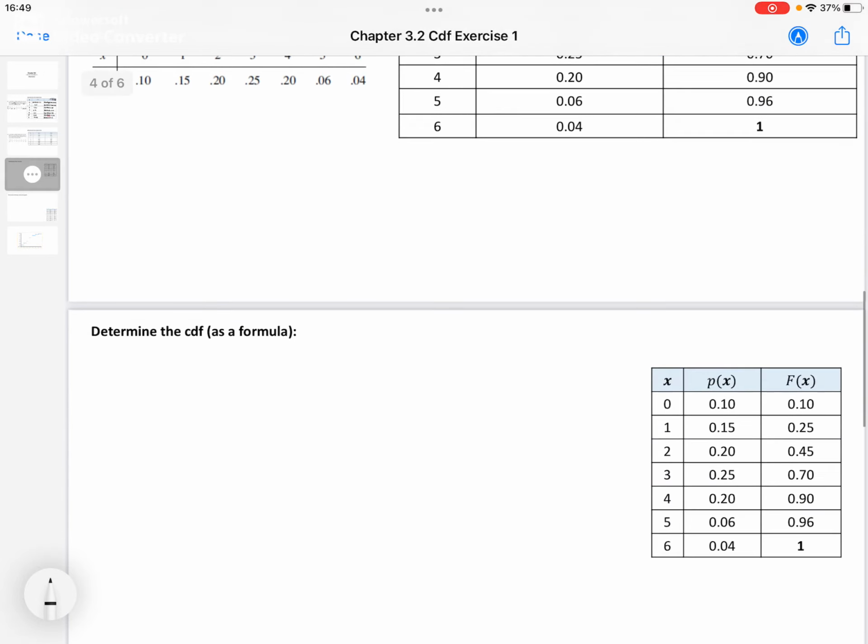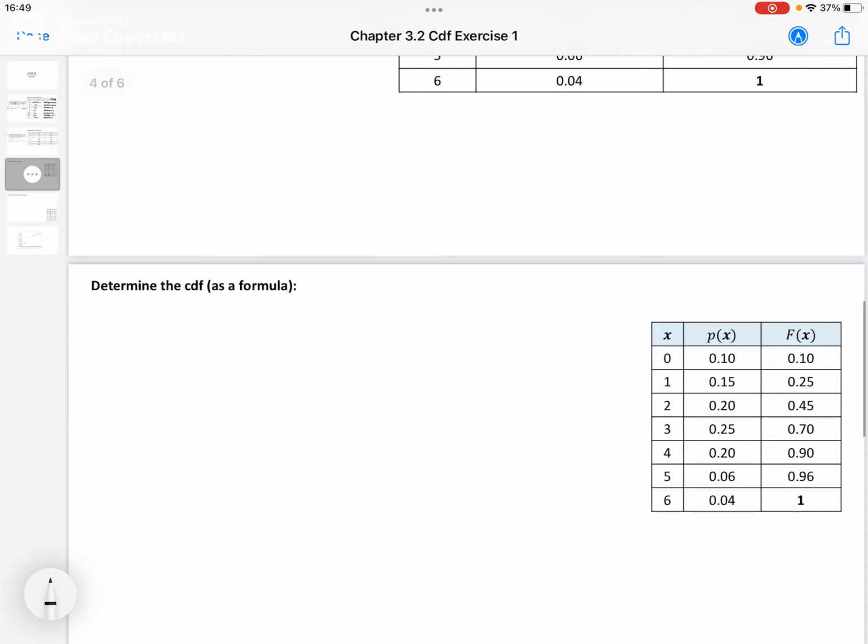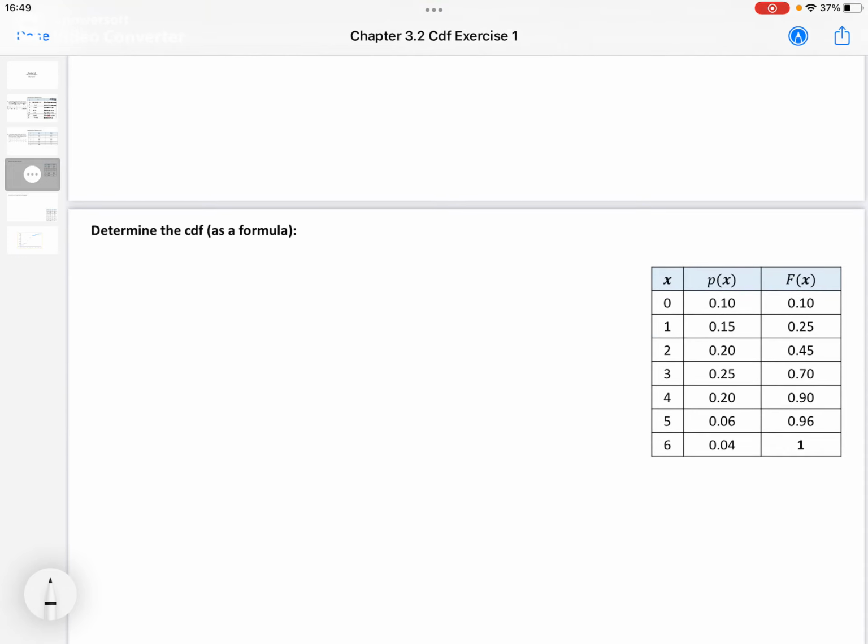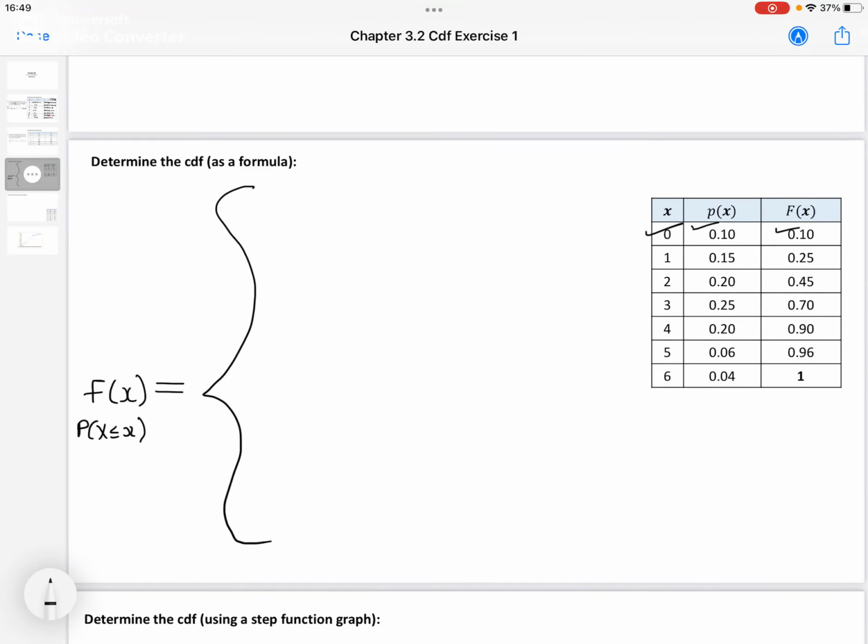Now we can define the CDF as a formula. So how do we define it as a formula? Knowing the possible values of a random variable X and the PMF, as well as the respective F(x) values. As a formula, we will firstly write down capital F(x), the probability that X is less than or equal to some particular possible value x. So F(x) is equal to, and we will use large curly brackets, and we will start with the smallest possible value for our probability, which is 0.